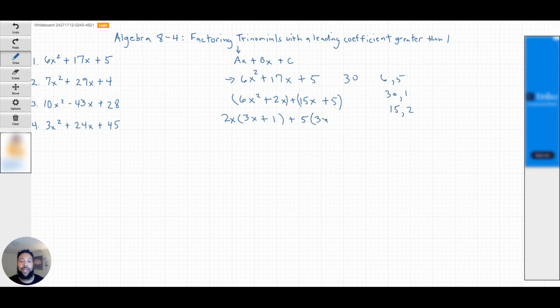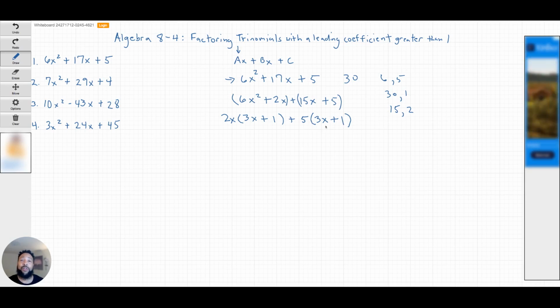You have 3x plus 1. 5 times 3x gives you the 15x, and then 5 times 1 gives you the 5. Well, now look at here. We see commonalities. We have a 3x plus 1 pulled out here and a 3x plus 1 pulled out here.